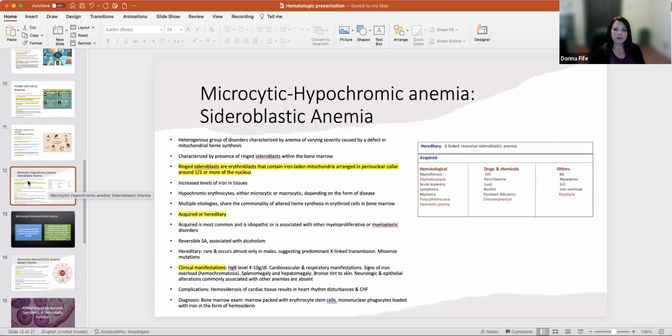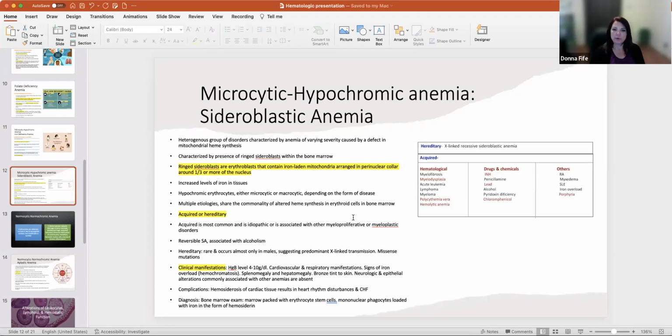Hereditary form rarely occurs, mostly in males, suggesting a predominant X-linked transmission or missense mutations. And here on this chart, we have the hereditary and different acquired forms, or causes, of sideroblastic anemia. Clinical manifestations: hemoglobin level may be down to 4 to 10. Cardiovascular and respiratory manifestations may be present.